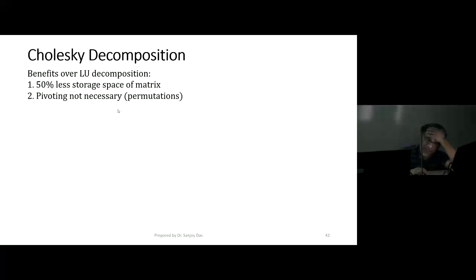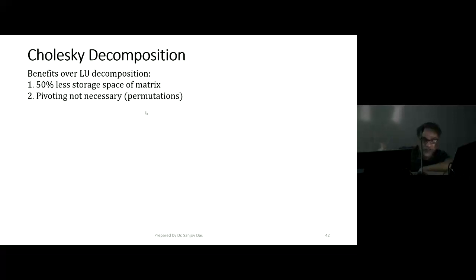Pivoting is not necessary. Each time in the actual algorithm, you're taking the diagonal elements and dividing some things by the diagonal elements of the matrix. This way you know that in every intermediate operation, the diagonal element will be non-zero, will be positive.